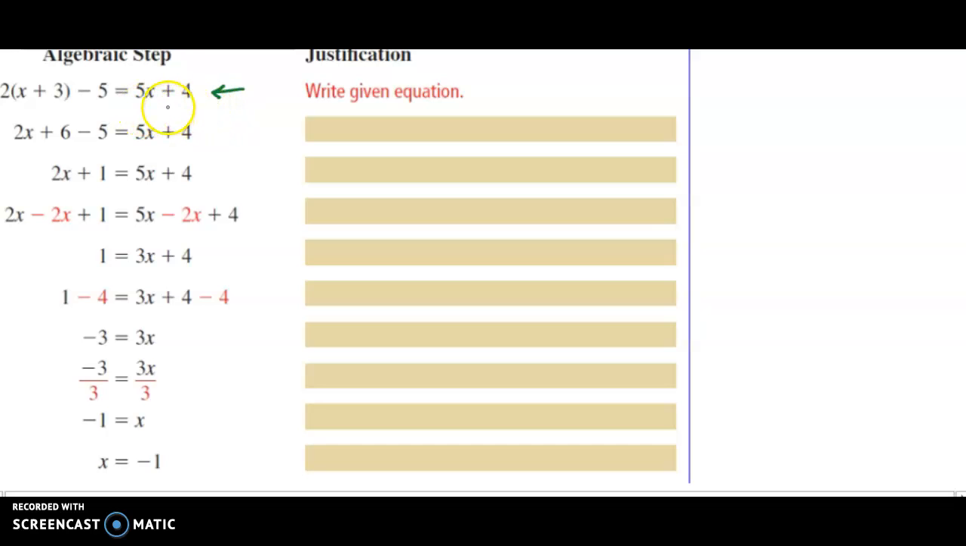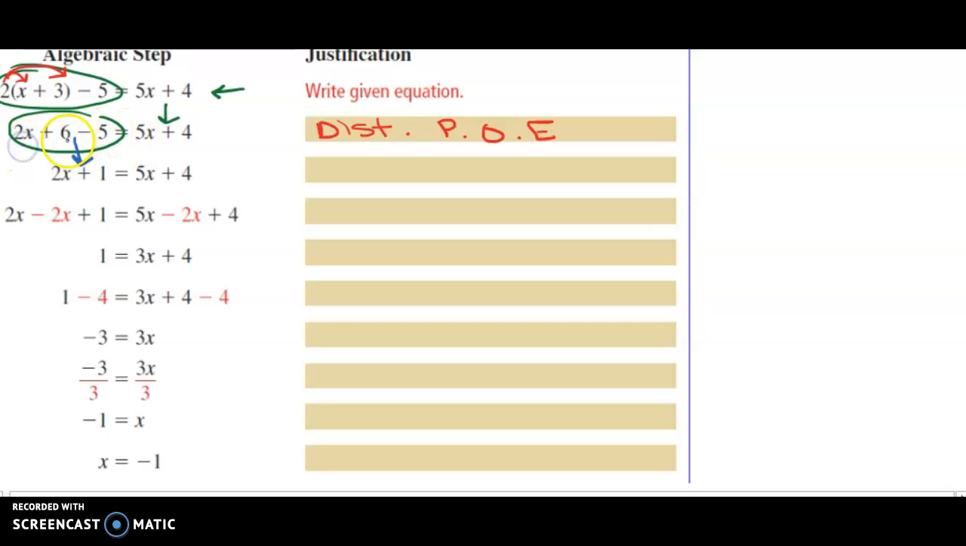Notice from this line to this line, the only thing that changed is this left side. The right side remained the same. The way that changed is we distributed. So the distributive property of equality, and I'm going to abbreviate it. We just distributed.